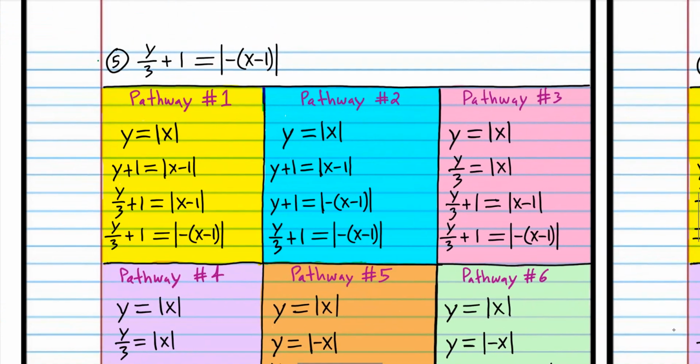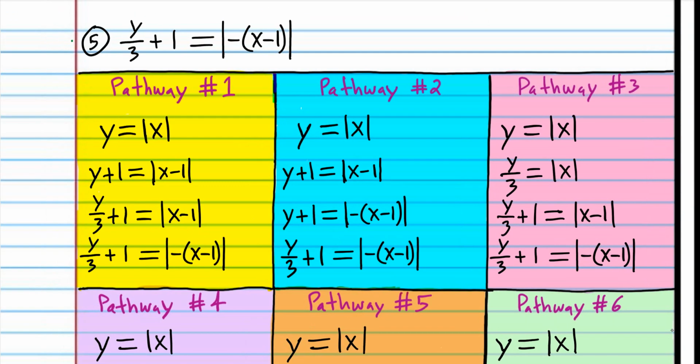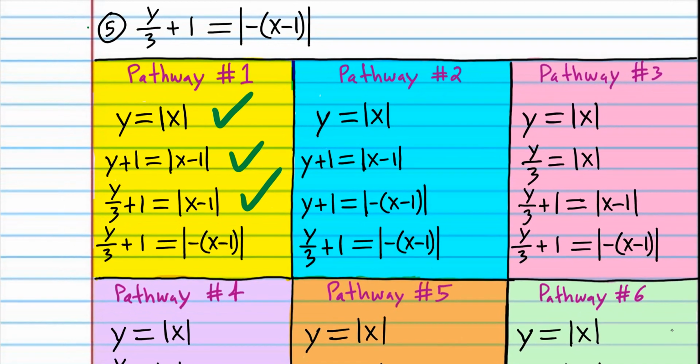All right, we're back. Okay, we're going to start with the parent equation, and then we're going to replace y with y plus 1 and x with x minus 1. That tells us to move the graph to the right 1 and down 1. And then we're going to replace y with y over 3. That tells us to multiply all the y values by 3 in the graph of the previous equation. And then we're going to replace x with negative x, or we're going to replace x minus 1, that is, with negative x minus 1.